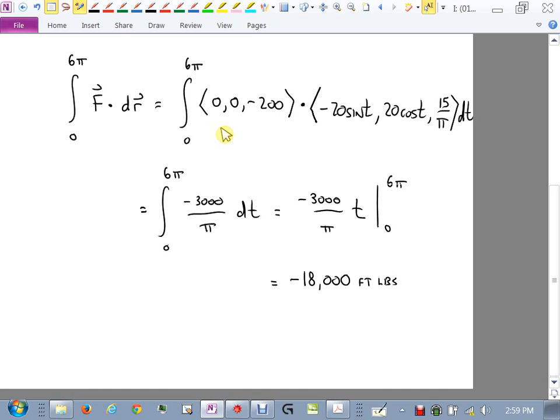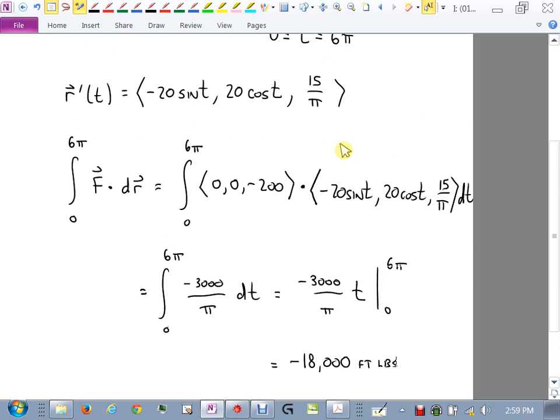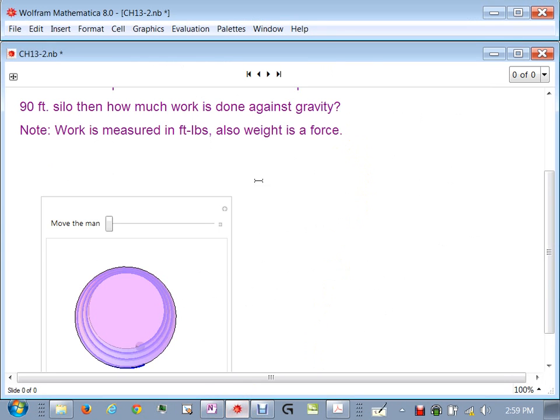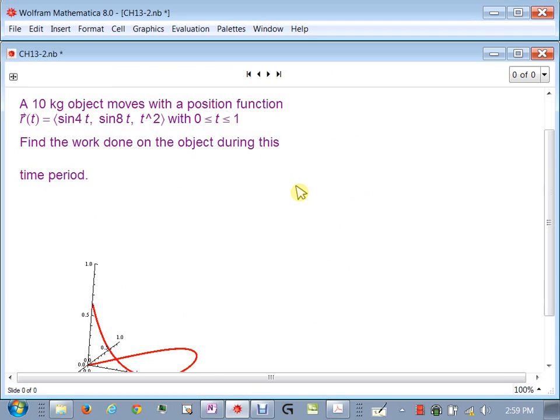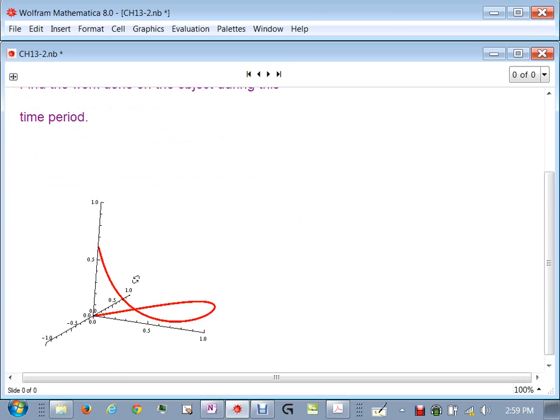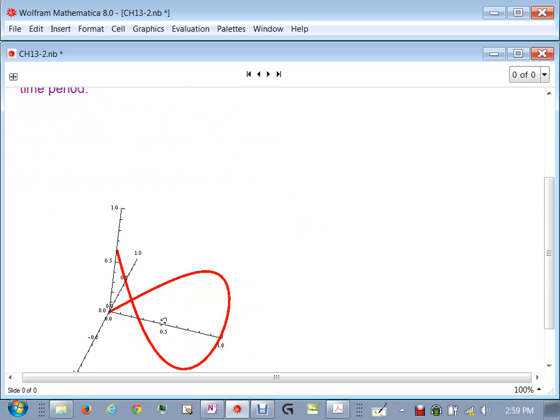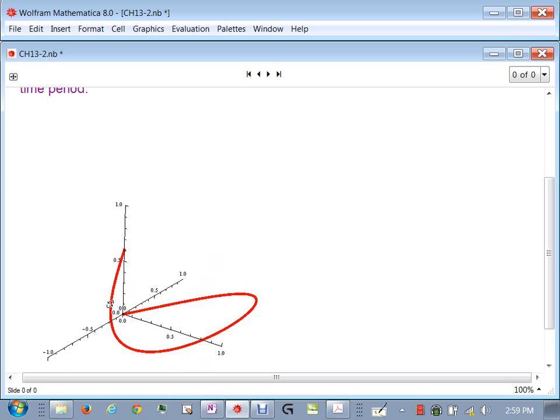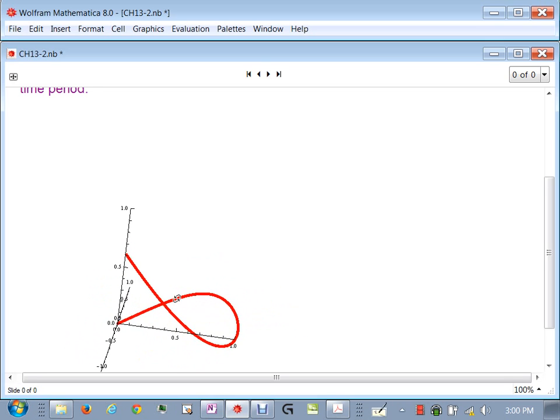Okay? Let me show you another one. We won't work through it. A 10-kilogram object moves with a position function r of t is sine 4t, sine 8t, t squared, with t between 0 and 1. Find the work done on the object during this time period. So you've got this thing moving along this path in three-dimensional space. We want to compute the work.